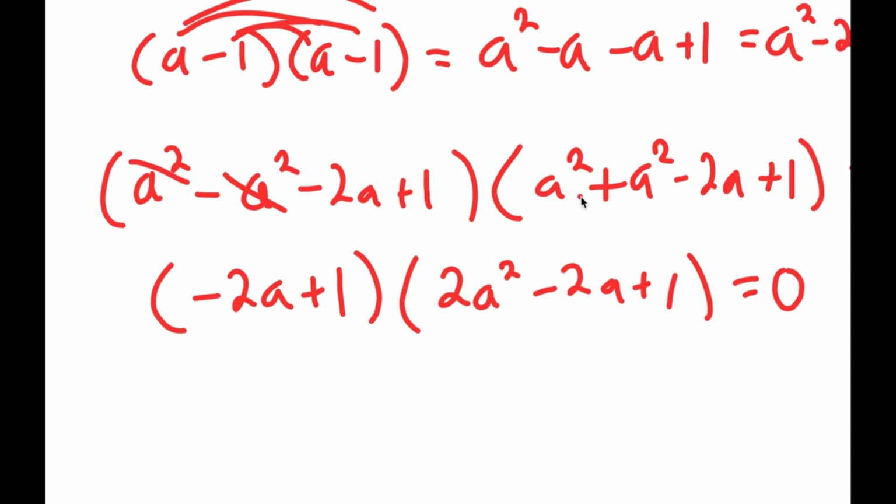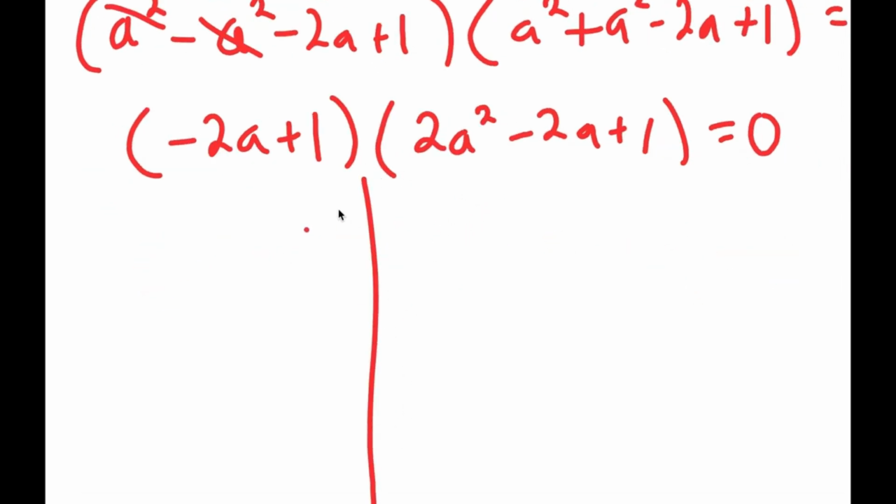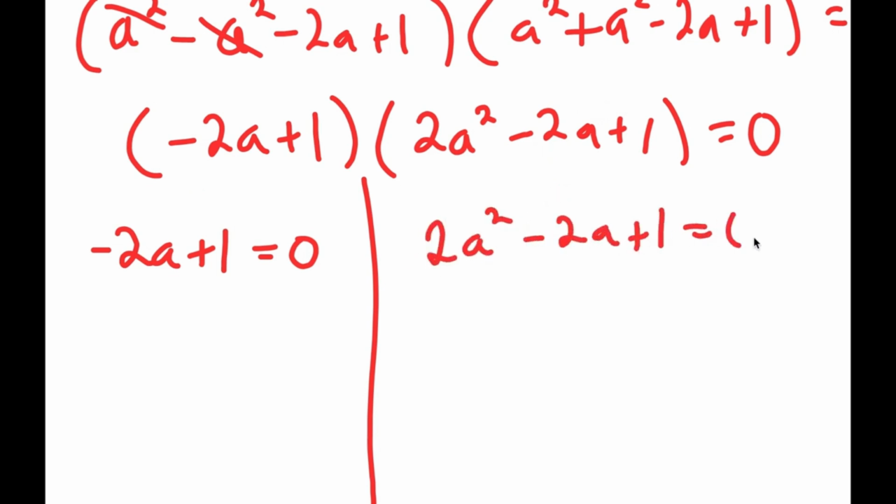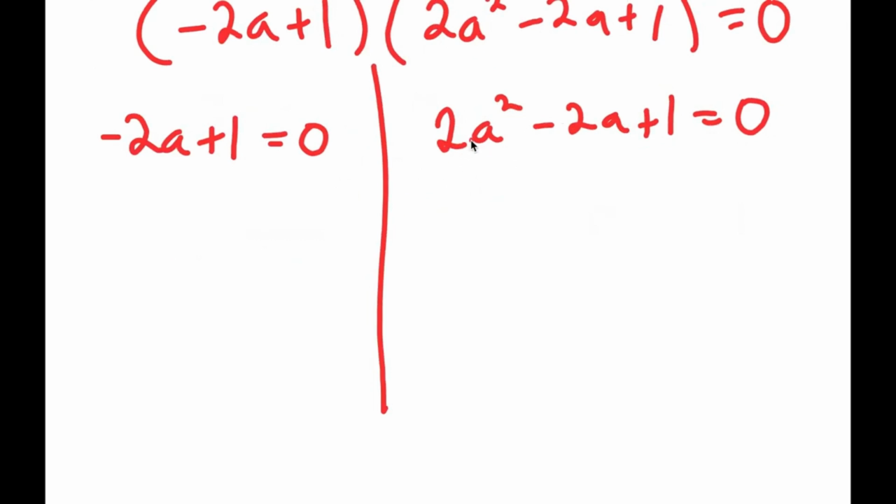So now from here, what I'm going to do is divide this into two different equations. So my first equation is negative 2a plus 1 is equal to 0. And my second equation is 2a squared minus 2a plus 1 is equal to 0. Because just one of these needs to equal 0 for the entire equation to be equal to 0. So now I'm going to solve each of these equations individually.